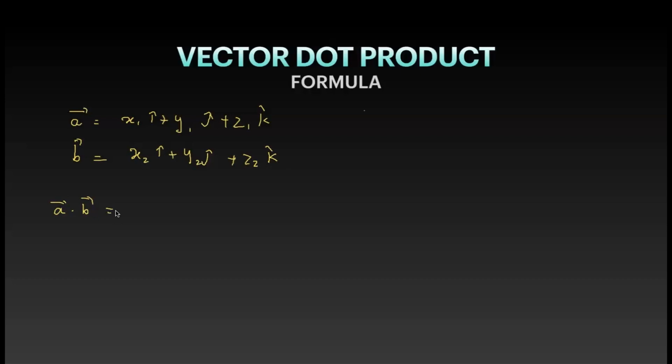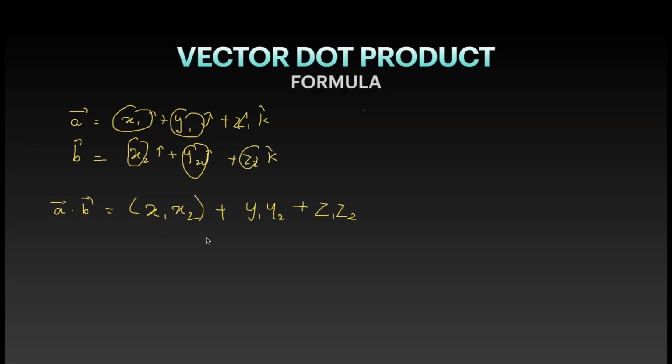A dot B is nothing but x1 x2 plus y1 y2 plus z1 z2. Basically, what you're doing is multiplying the coefficients of the two i caps, the coefficients of the two j caps, and the coefficients of the two k caps, and adding these together. As you can see, the resulting quantity is a number.